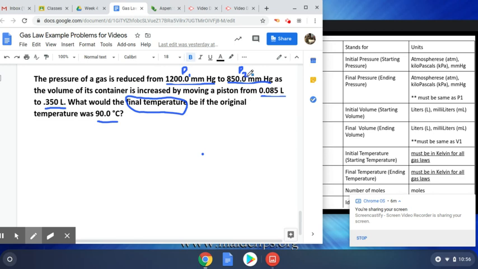Sometimes students ask me, how do I know what 1 and 2 is? You just read the question. Usually it is in order, but make sure you read the question because this says is reduced from, so that means it starts at 1200 and goes to 850. Just read the question, it gives you the context.